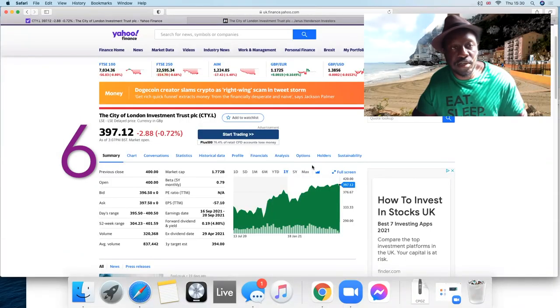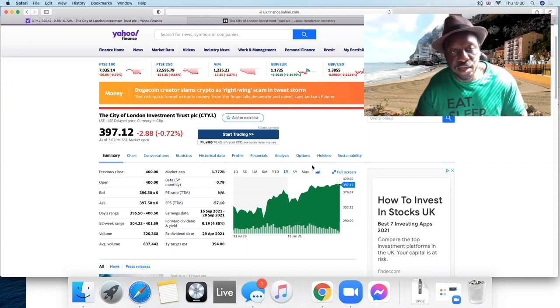Right, sixth on the list is the City of London Investment Trust. They have a small market cap of $1.772 billion, and they have a dividend yield of 4.80%. This is another one trading on the London Stock Exchange. And also with this stock, you do get some good growth on top of that dividend yield.